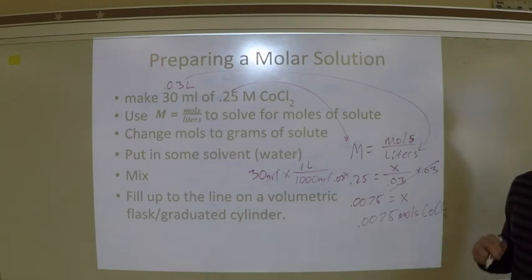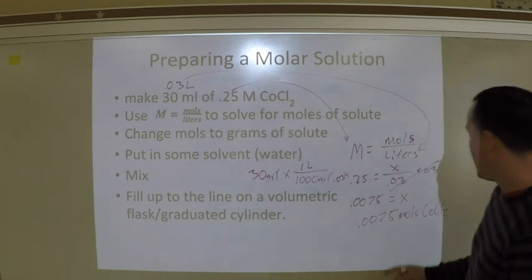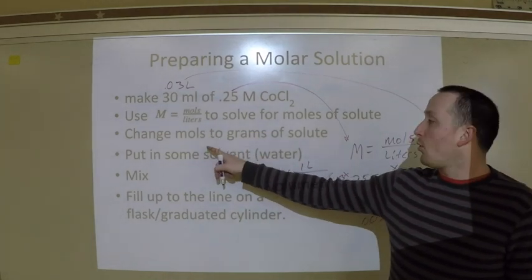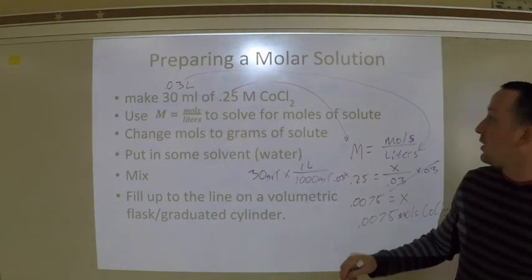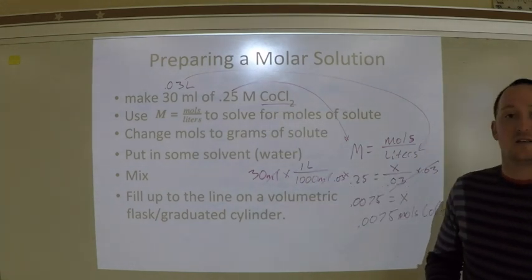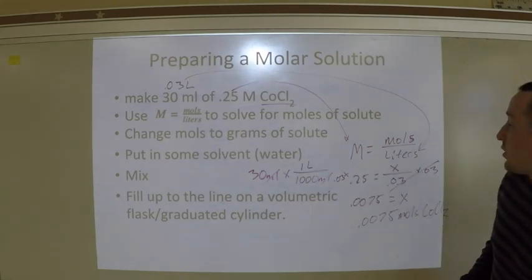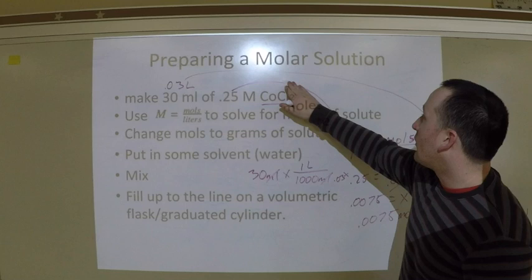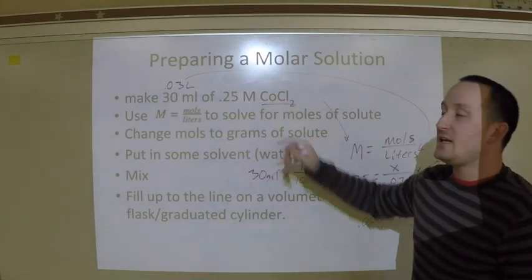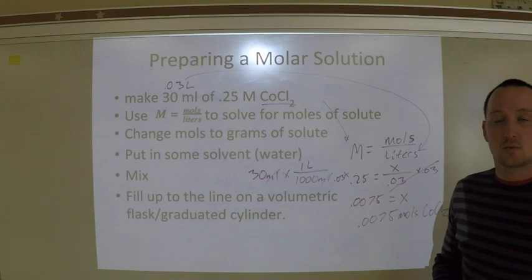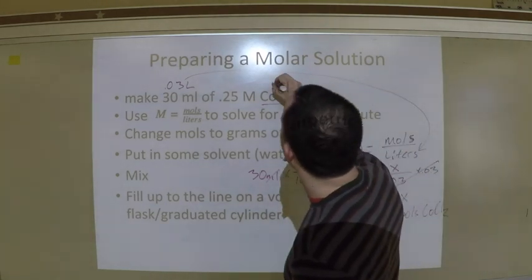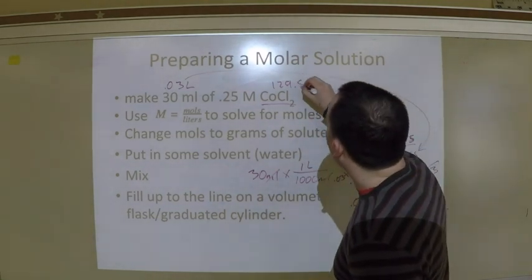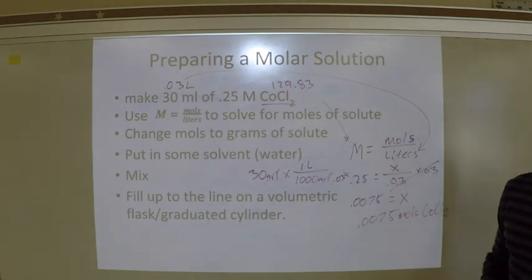Now, since you're going to actually make this solution, guess what? Scales don't measure out moles. So here's where you need to change your moles to grams of solute. Again, COCl2 is my solute. So I need to change that many moles to grams. I went ahead and did this earlier. In order to change moles to grams, I need to figure out what the molar mass of that compound is. So I went ahead and added it up. It is 129.83. That's the molar mass of COCl2.